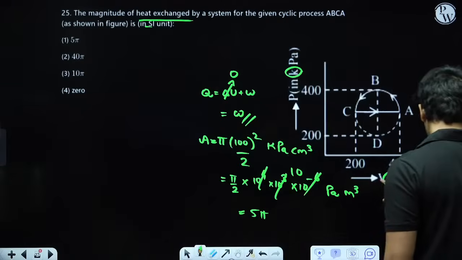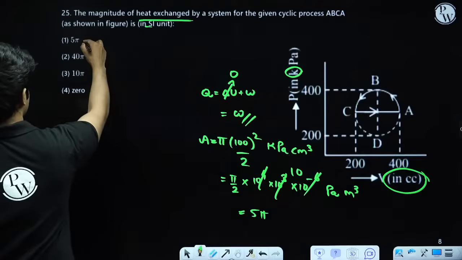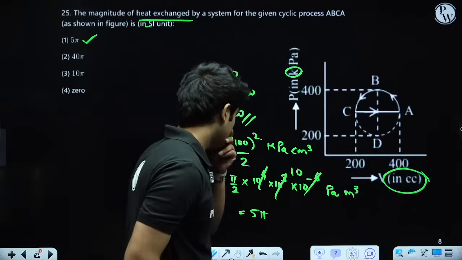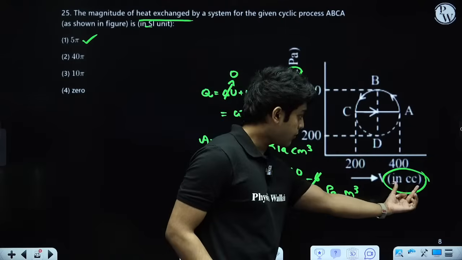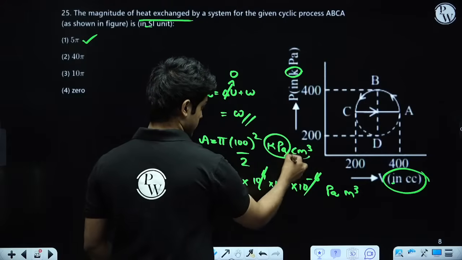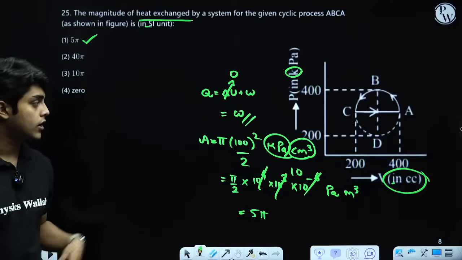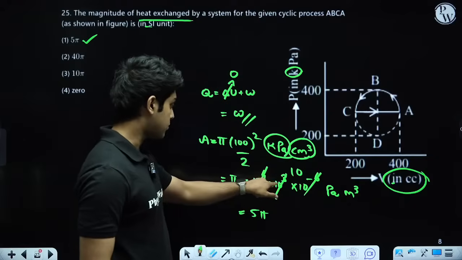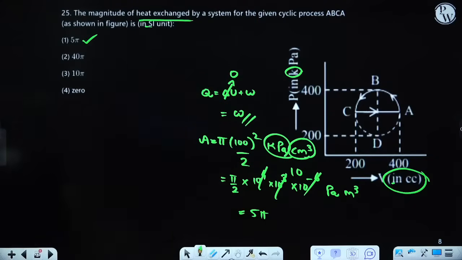Okay, so I guess option A is going to be the answer. So yeah, we had to convert the units. The pressure unit is kilopascals, the volume unit is cc, which is centimeter cube. So we have to convert it into SI units as well. Kilopascal, we multiply it with 1000, centimeter cube to meter cube multiplied with 10 to the power minus 6. So minus 6 plus 7, 10, 10 by 2, 5. 5 pi will be the answer.